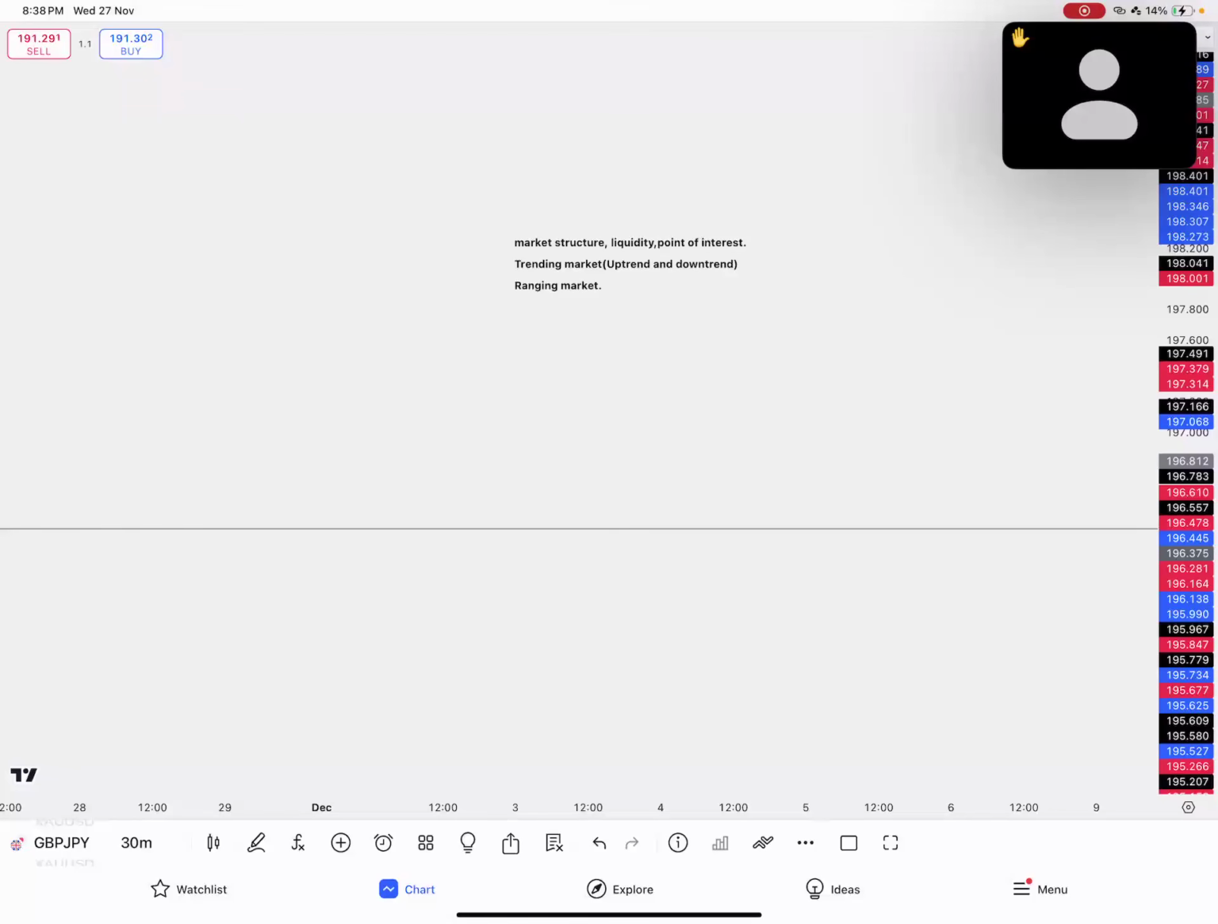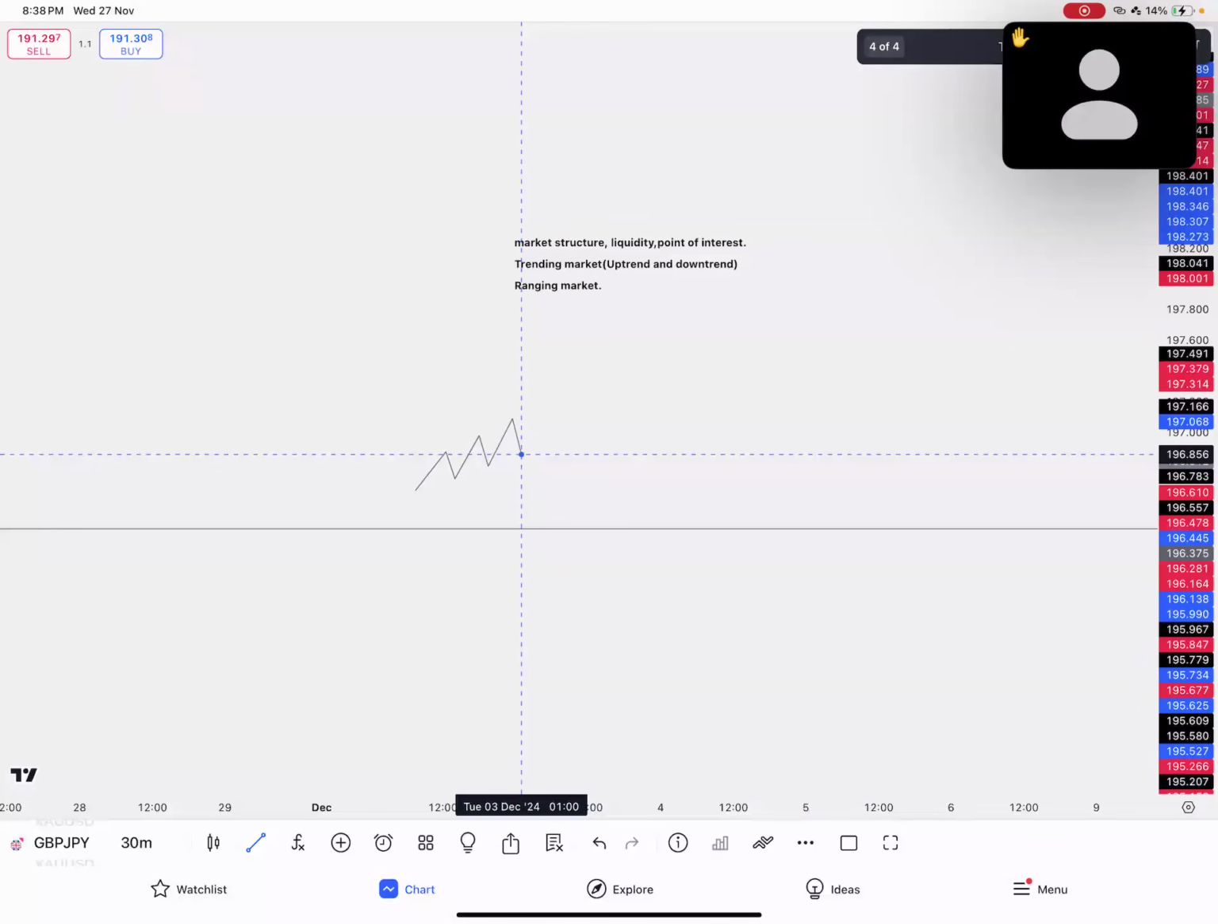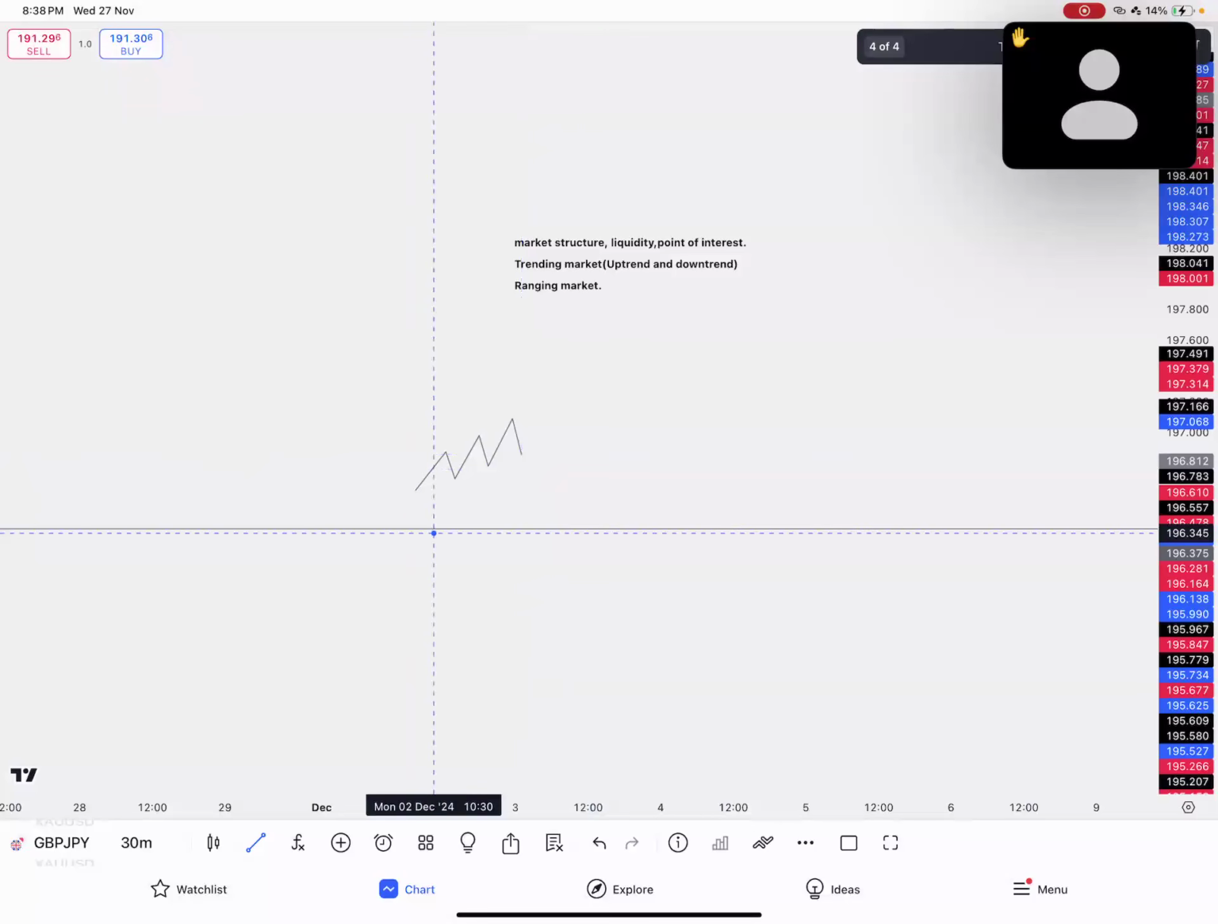So the market structure is the current flow, the current behavior, and the current order flow of the market. Then for the two types of market movements, we have the trending market and the ranging market. In the trending market, you have your uptrend, and your uptrend is signified by the market making a series of higher highs and higher lows. When you see this, it means that the market is in an uptrend.